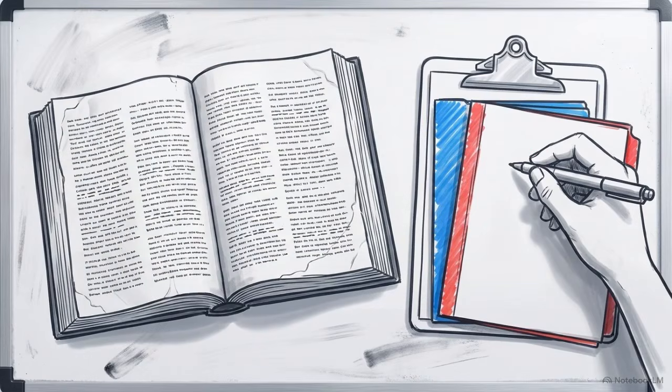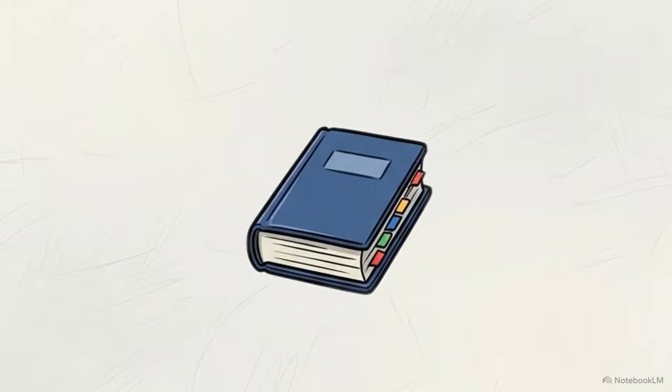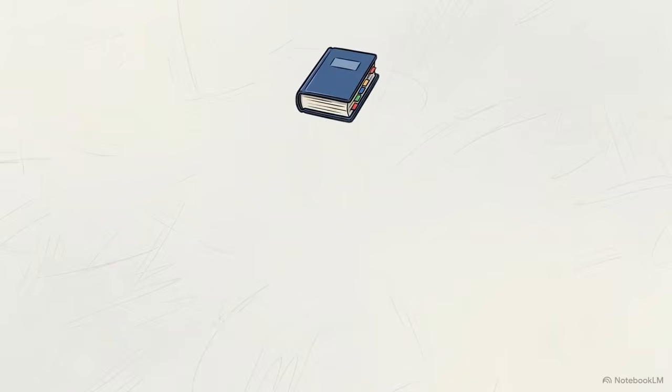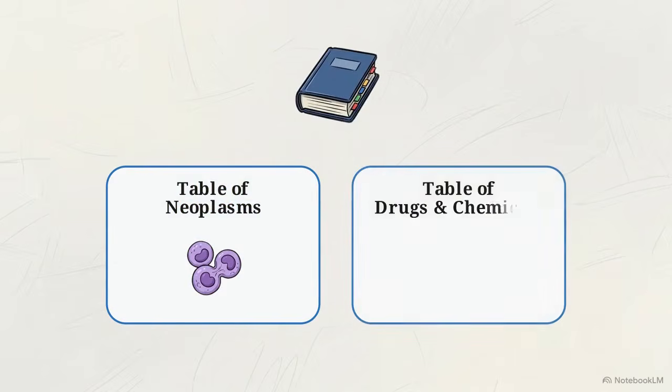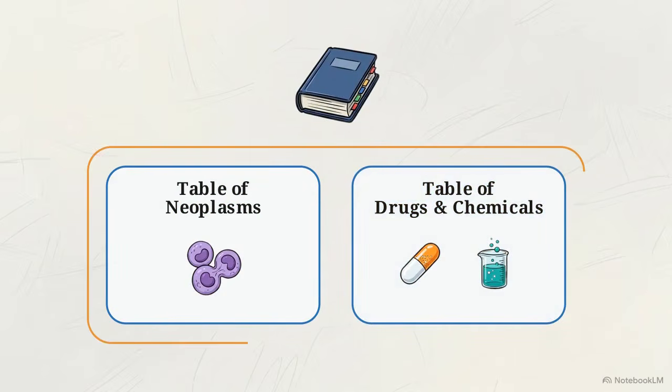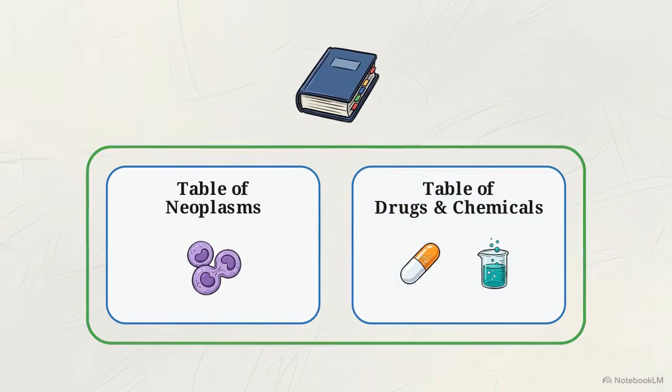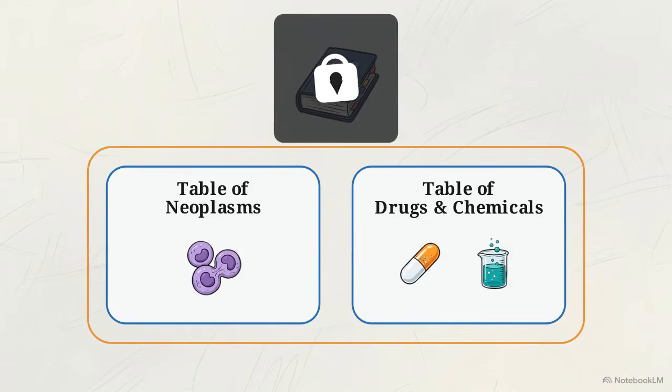Most of your work happens in that main disease index, but certain complex medical scenarios require a different approach right from the start. This animated diagram highlights 2 mandatory exceptions: the table of neoplasms, which you use for tumors, and the table of drugs and chemicals, which covers poisonings and adverse effects. When you encounter these specific conditions, navigating to these subtables is a strict requirement. You cannot use standard lookup methods for tumors or chemical reactions.